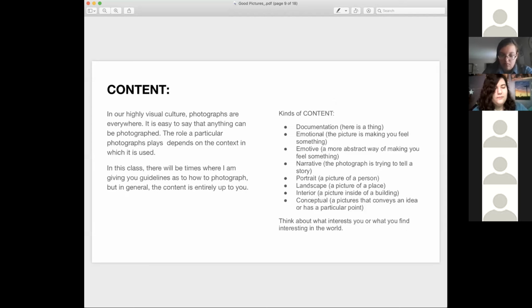So we talked about different ways. There's also the types of images and the reason why we make these images. That's content. In our highly visual culture, photographs are everywhere. We talked about that on the first day. It's easy to say that anything can be photographed, of course, but the role a particular photograph plays depends on the context in which it's used. And we had mentioned, what is the intent of the artist? In this class, there'll be times when I'll be giving you guidelines of how to photograph, but in general, the content is totally up to you.